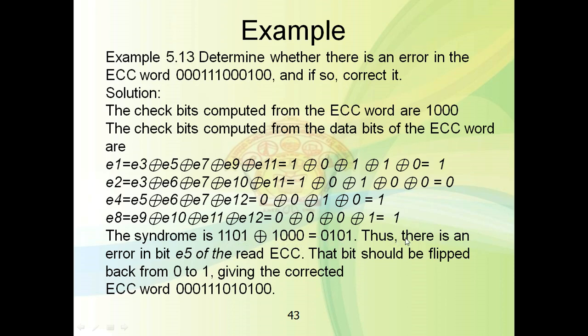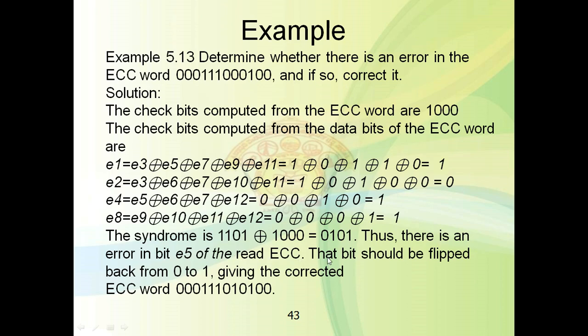So there is an error. These bits are not 0, and hence an error has occurred. So we have detected the error. Then which bit is having the error? The syndrome directly gives the number of the bit. Which bit? 0 1 0 1 is nothing but 5. So the fifth bit is having the error. The fifth bit of the ECC word is having the error.